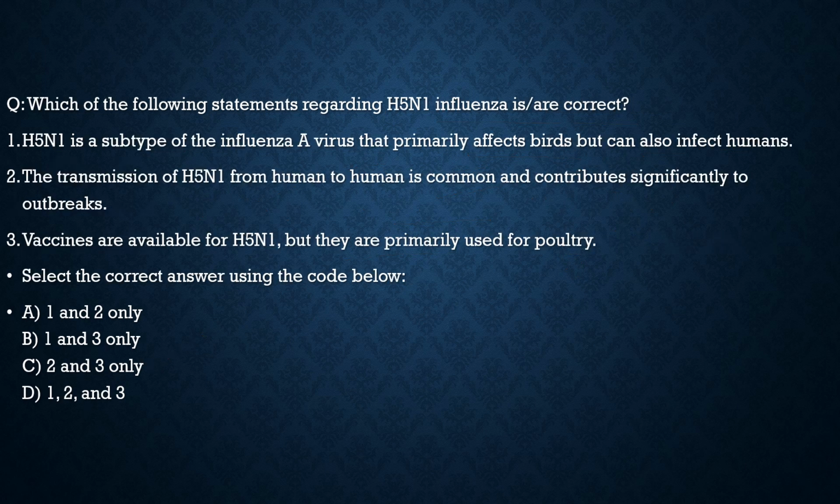It is about the bird flu H5N1 influenza. It says H5N1 is a subtype of the influenza A virus that primarily affects birds but can also infect humans. Correct. We had seen various cases in Mexico with respect to the infections in humans, and also in India we had seen few cases. The transmission of H5N1 from human to human is common and contributes significantly to outbreaks.